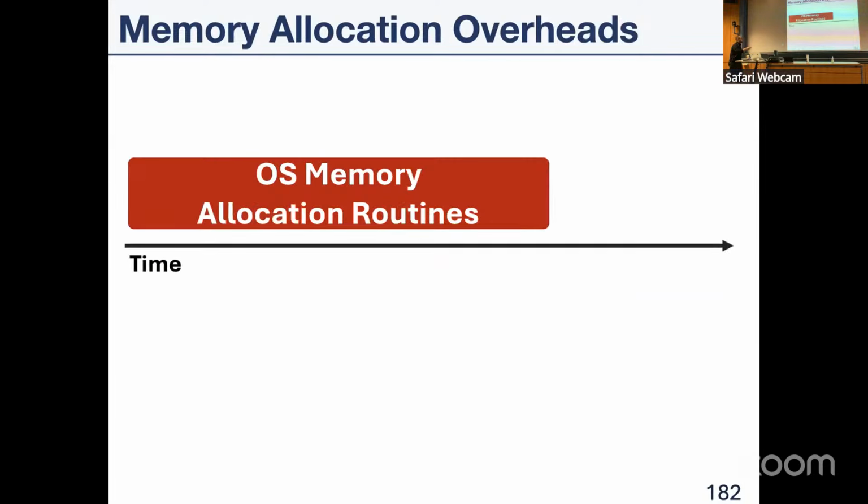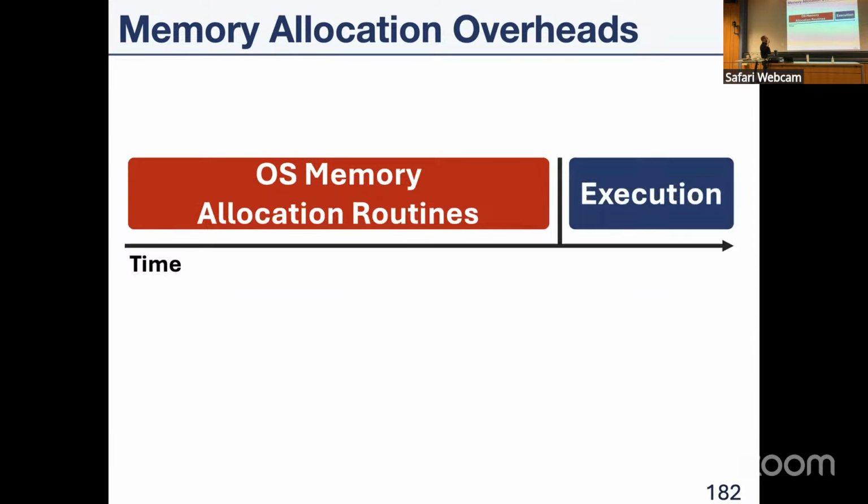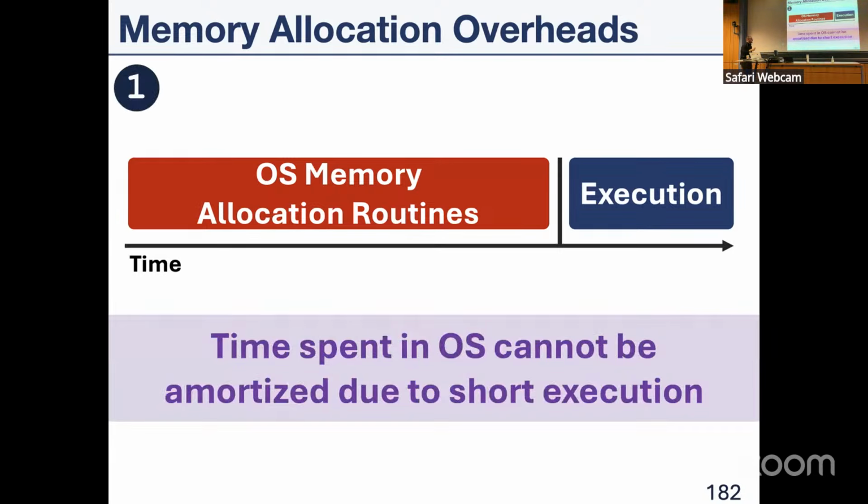Why? Because these functions spend a lot of time in the operating system to perform memory allocation, handling minor faults, for example, not initialized memory yet, or copy on writes, and less time during their execution, which means that the time we spend in the operating system cannot be amortized because of the short execution of the function.